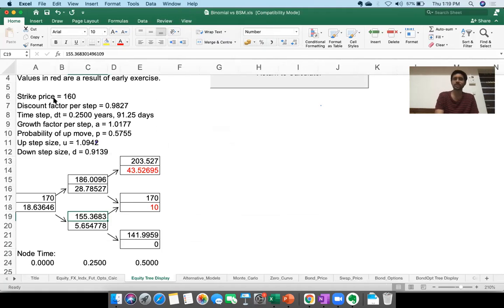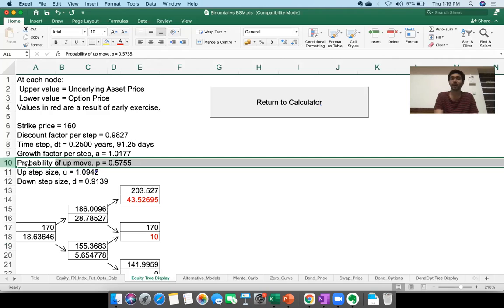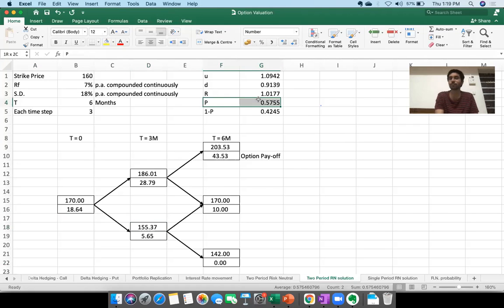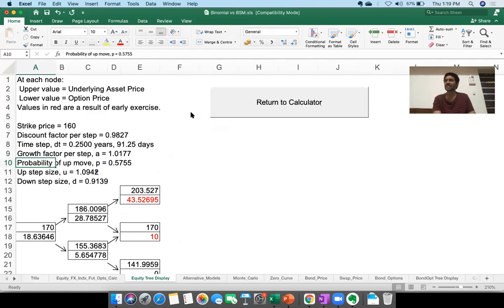And if you see the other information over here, it is giving you a probability of up move P of 0.5755. In our Excel file also, we had a probability of 0.5755, and we got the same probability when we were working on it on a notepad as well. We got a probability of 0.5757, but we rounded it off to 0.5755.